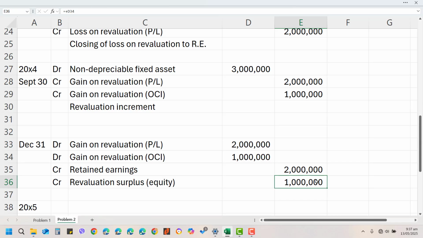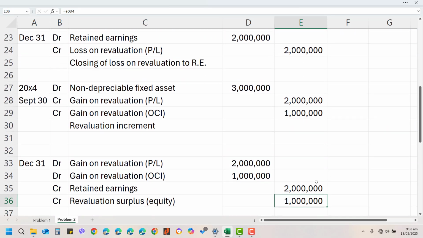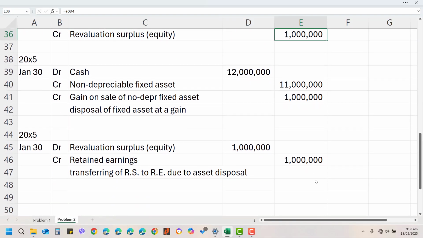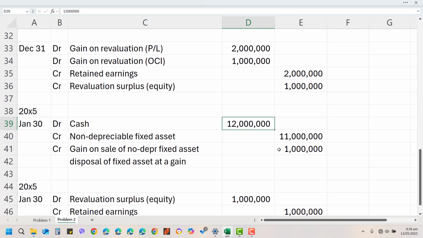Now you sold this property. It says here you sold it at 12 million kina. The adjusted amount of the non-depreciable asset now is from 10 million, it becomes 8 million, and then before this, it becomes 11 million. So the difference of 12 against 11 here, you have 1 million kina.